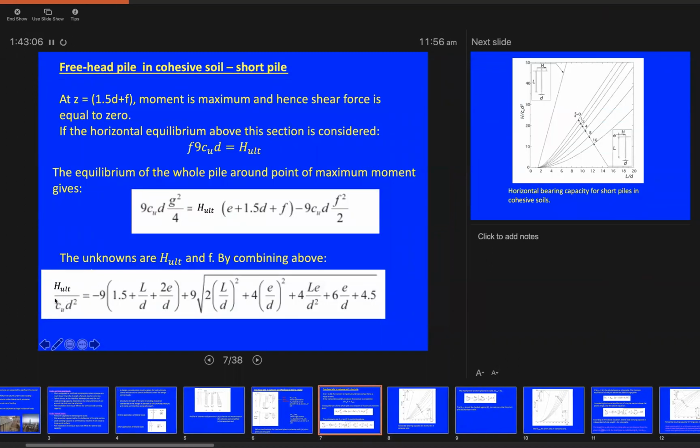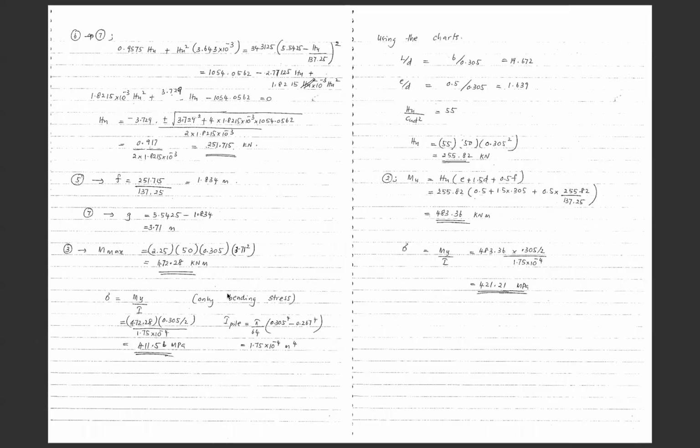You can apply this equation directly, which is H ultimate as a function of all the other variables in this equation. These derived equations are given. If you use this equation here, that will give you the same answer as the one we have just obtained from the first principles of static equilibrium.